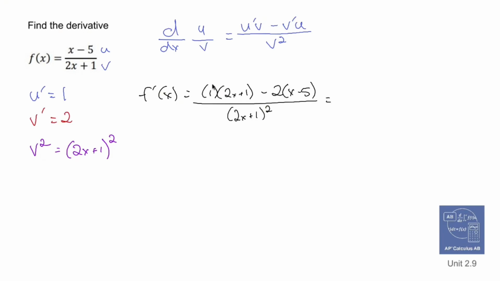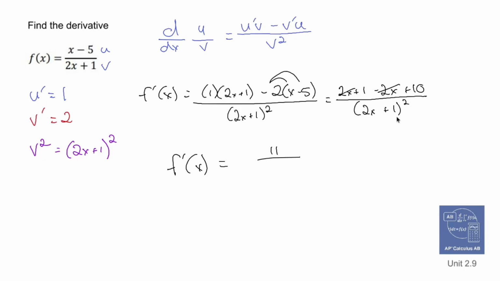Okay? Let's distribute that 1, which means nothing happens. Let's distribute negative 2, not 2, negative 2, and we get minus 2x, how nice, plus 10. And that's going to be all over 2x plus 1 squared. You cancel out the x terms. 1 plus 10 is 11. So f prime of x is going to equal 11 over 2x plus 1 squared. And I'm going to leave it like that.